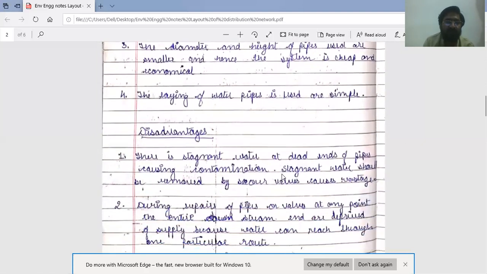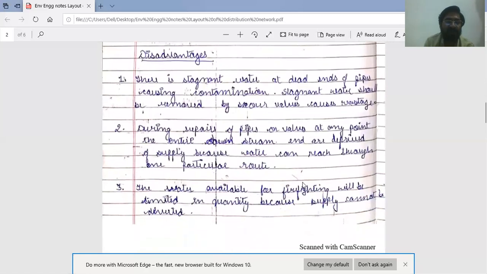Fourth advantage is the laying of water pipes is simple. Some disadvantages of this system: there is stagnant water at dead ends of pipe, causing contamination because of no circulation of water. Stagnant water shall be removed by scour valves, causes wastage.